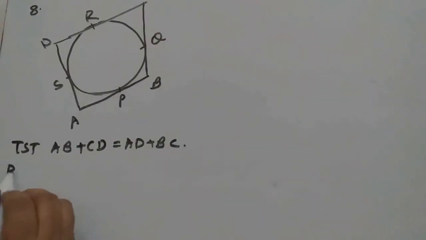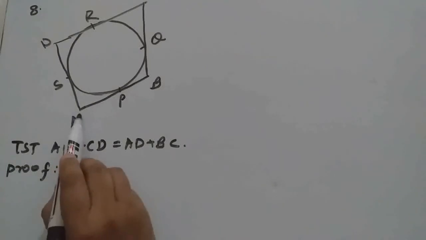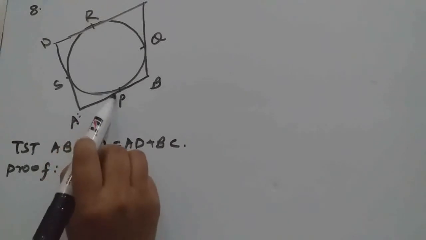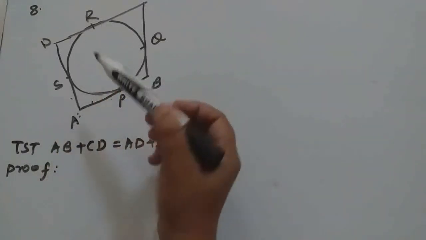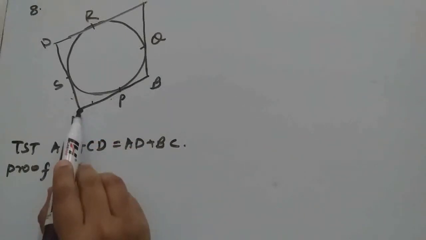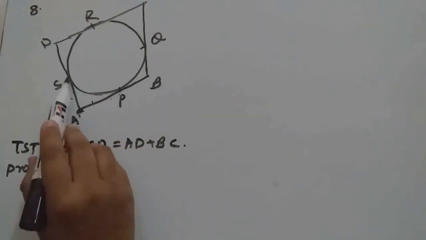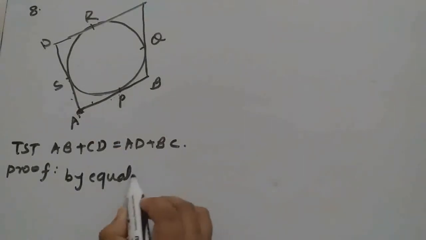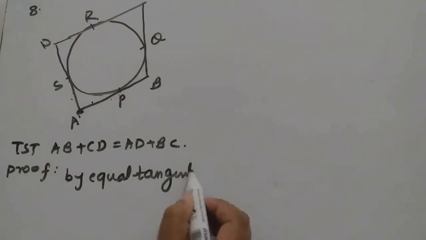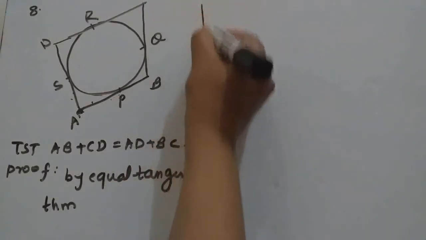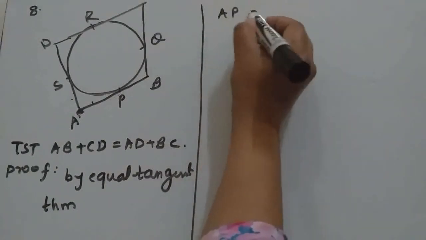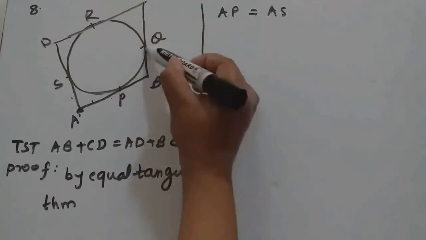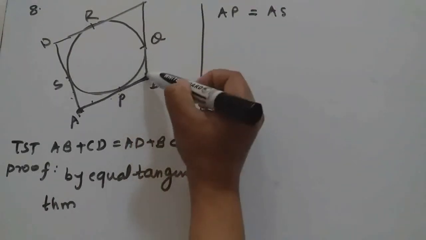Since we know by theorem 2, the lengths of the tangents drawn from an external point to a circle are equal. Consider A as an external point. So AP equals AS, these two are tangents, isn't it? So by the equal tangent theorem, AP equals AS. Then one more thing, BP equals BQ. B is an external point, so BP and BQ lengths will be equal.